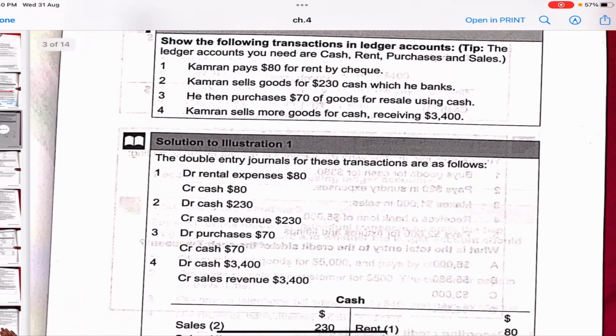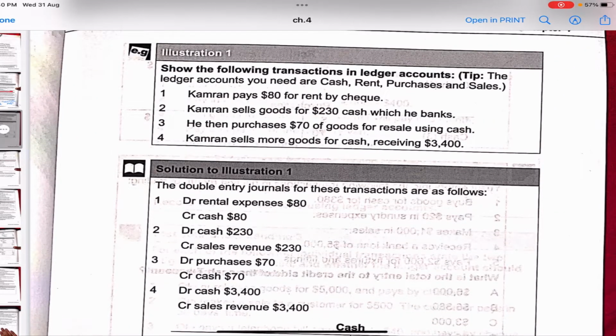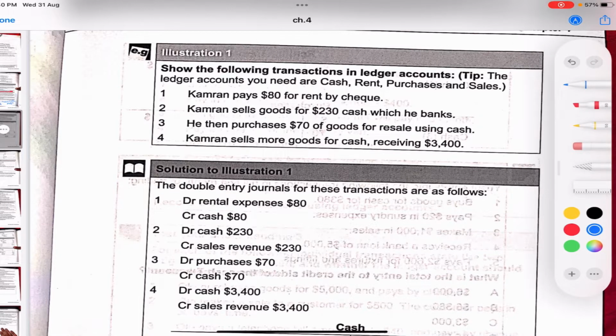Okay, so let's see the first illustration. Show the following transactions in the ledger accounts. The ledger accounts you need. Okay, so what was our first rule? The first rule is to identify the accounts, right? So let's see the first one and let's try to do it ourselves. Without seeing the solution, don't see the solution. Just try to be honest and do it yourself.